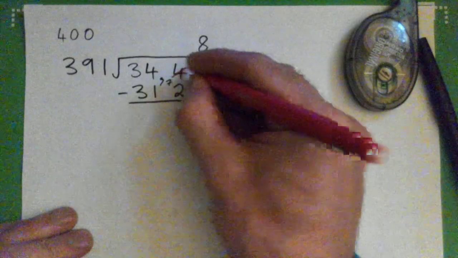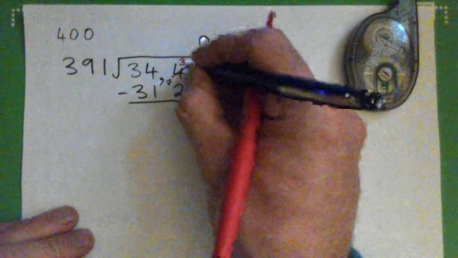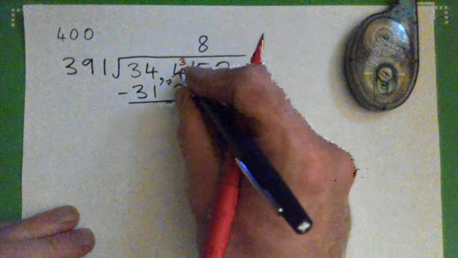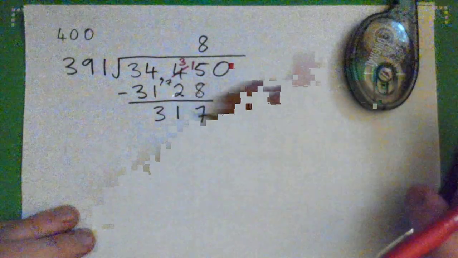And so, got to make that a 15, you're right. So borrow, that becomes a 3. And 15 minus 8, 7. And then 3 minus 2, 1. And 30, and then 4 minus 1 is 3. Yeah, so 317. Good job.